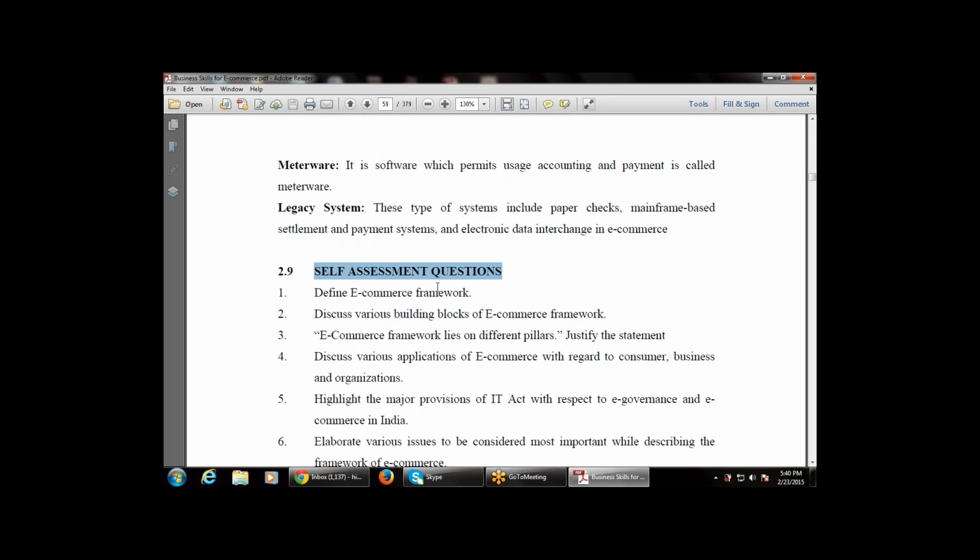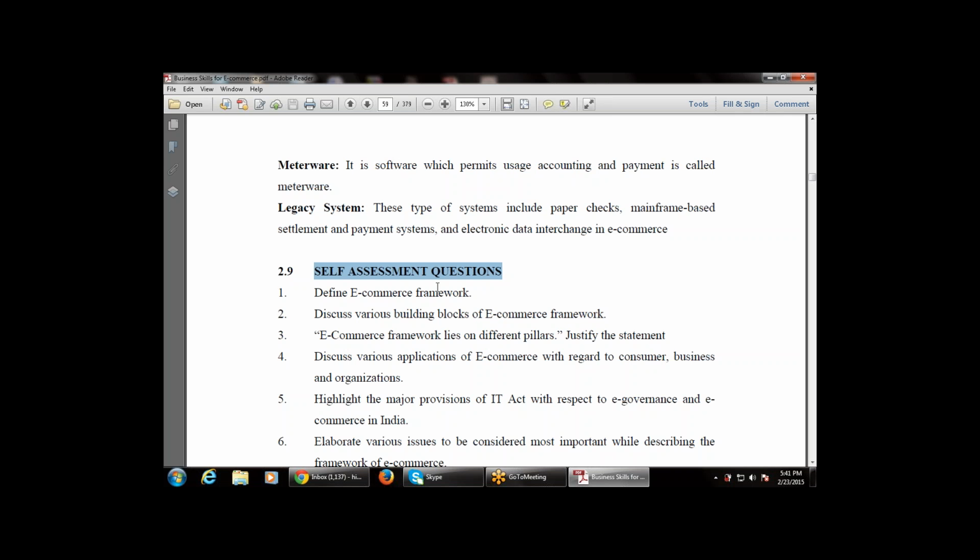Next, discuss various building blocks of e-commerce. As we have studied, there are various building blocks like object classes, financial issues, legal issues. These are the various building levels used in e-commerce. Then next, the e-commerce framework lies on different pillars. As you have studied, there are different levels, with government tools, rules, regulations. There are 4 layers in the diagram that we have studied, and the framework lies on the various pillars we have discussed.